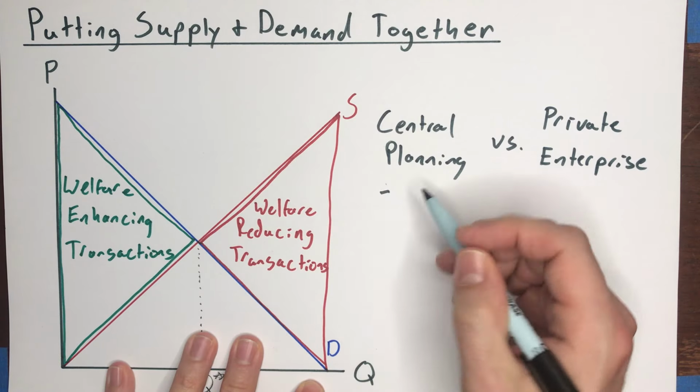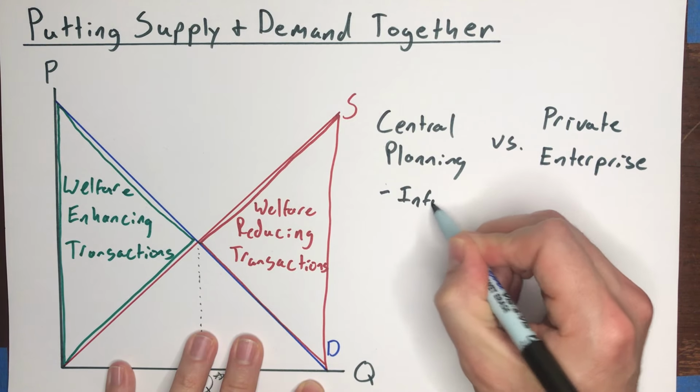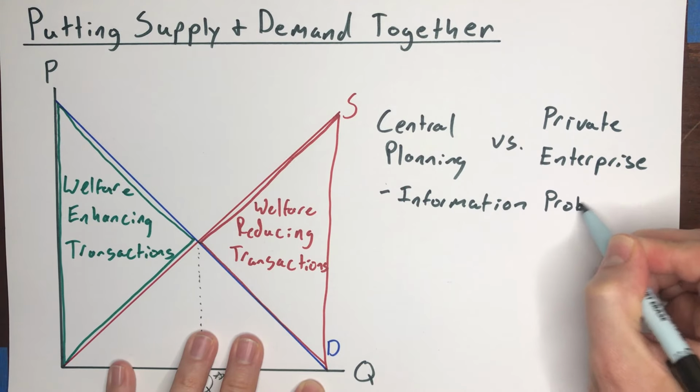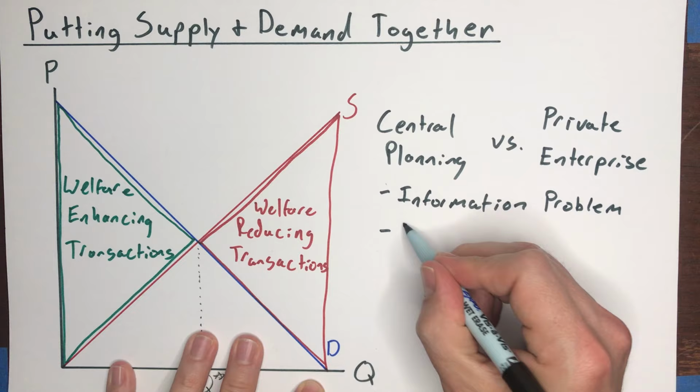There are two main reasons. One is the information problem, and one is the incentive problem.